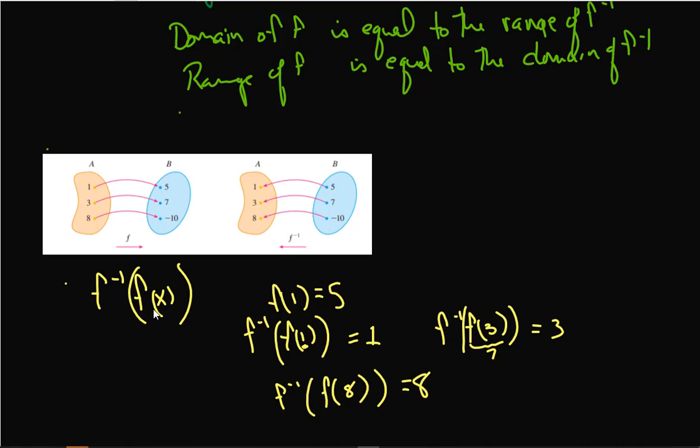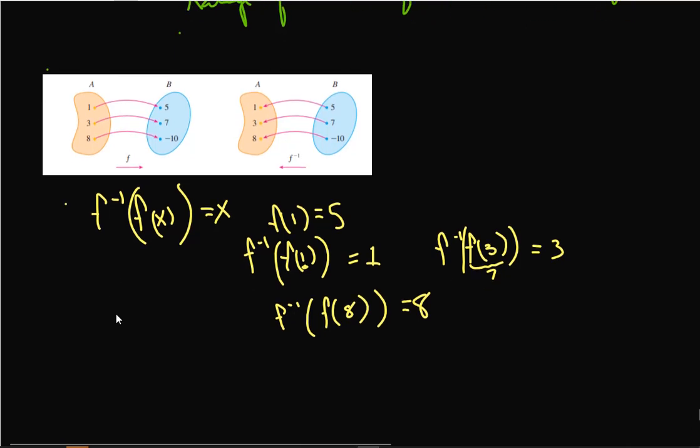So if I do f inverse f, it's like doing nothing at all. If I start with x and I do f and then f inverse to it, it just gives me back x, right? So we can say that this is just equal to x. And of course, it's the same thing if you do it in the opposite order. That is, if you do f of f inverse of x, what's that going to give you? That's also going to give you x. Let's check it.